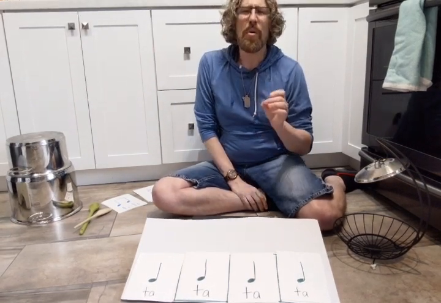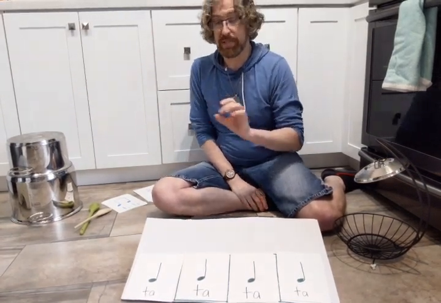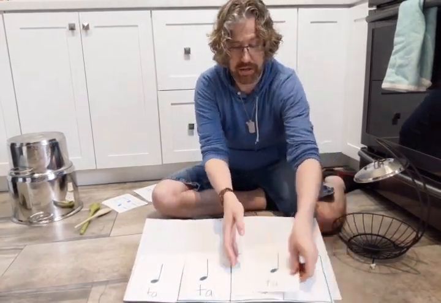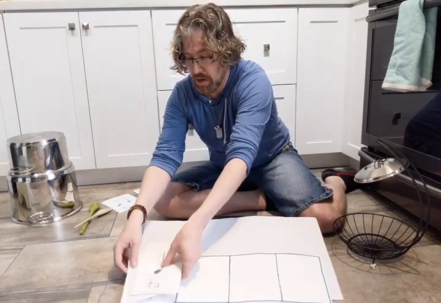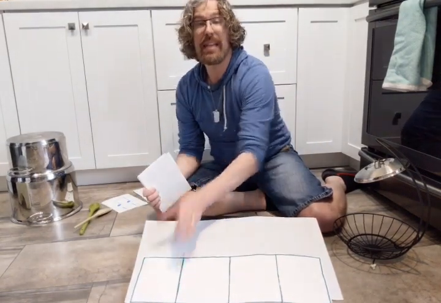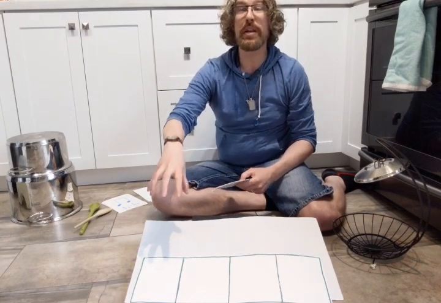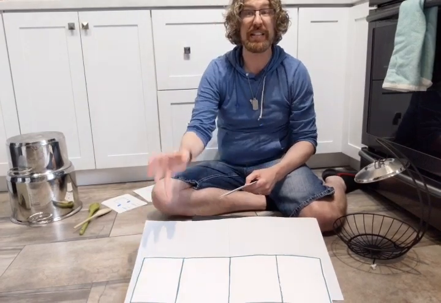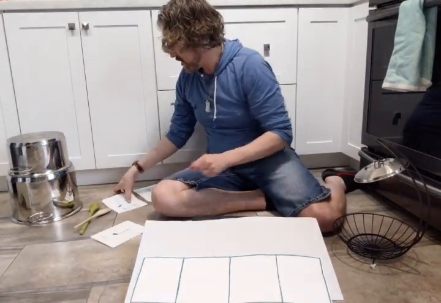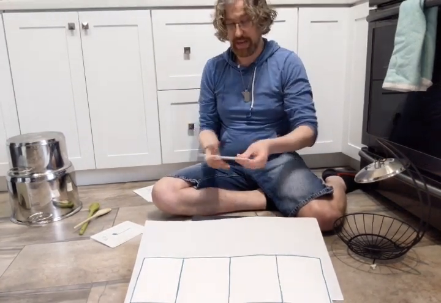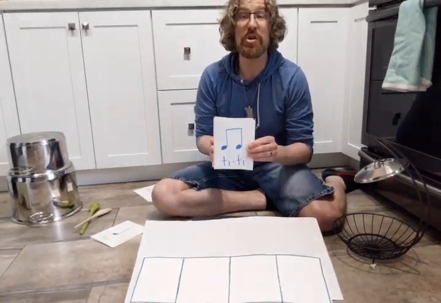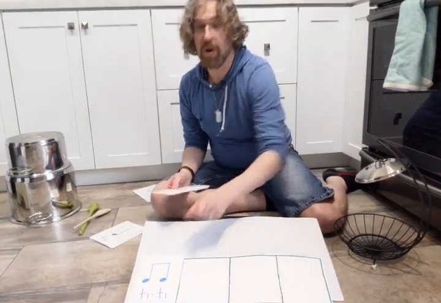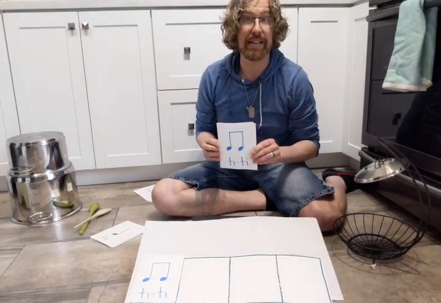Now, what if we want to put something else in one of these spaces? So I'm going to take these tas off for right now, because this beat is just a space. We can put anything we want into that space as long as it fits inside of that space. So I could put two rhythm notes in that space called ti-ti. Let's say that together, ti-ti.